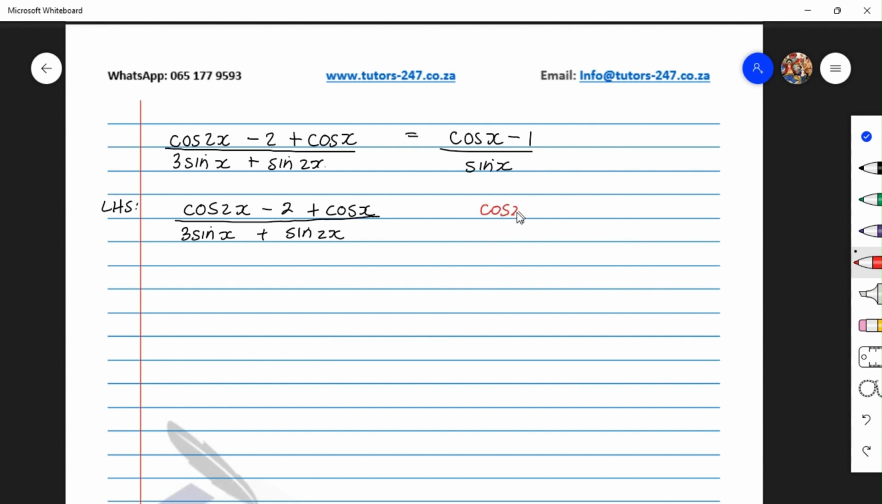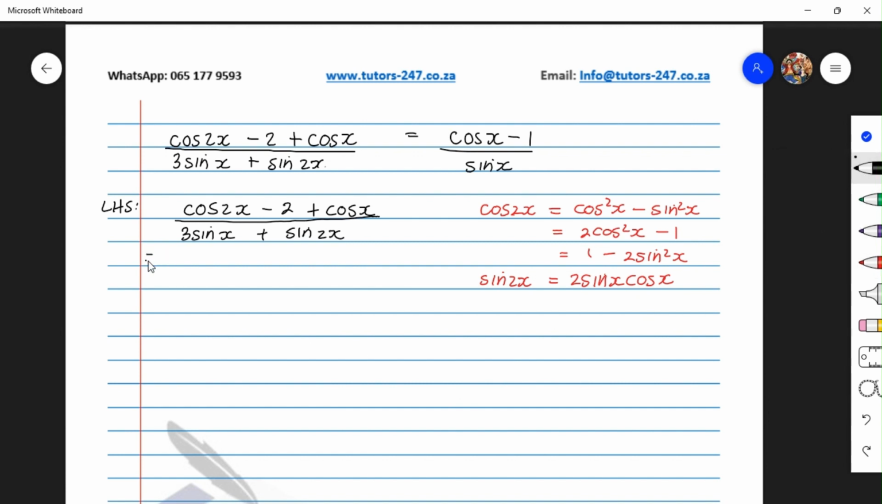And cos of 2x is equal to cos squared x minus sine squared x, 2 cos squared x minus 1, and 1 minus 2 sine squared x. Sine 2x is equal to 2 sine x cos x.